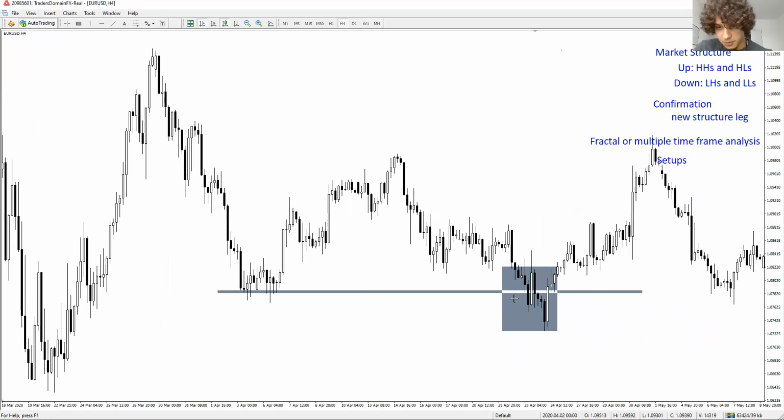So what happened here? We want to look for confirmation of a new structure leg, right? Going back to the analysis I showed you guys, if we're looking for a new structure leg, we're looking for price to break below, come up, and this is retracement. So when price makes a structure leg like that, let me fix this.